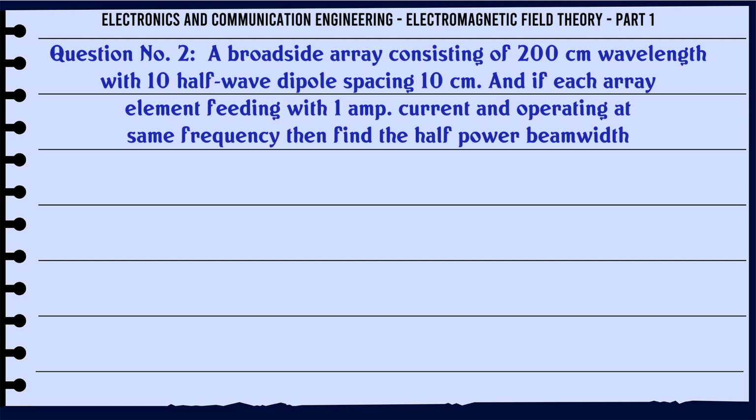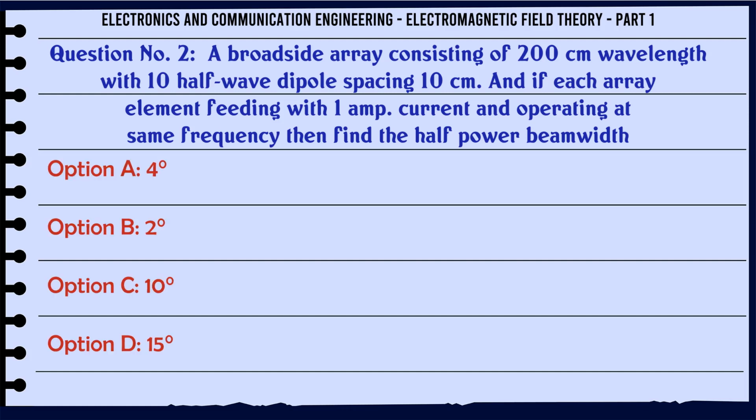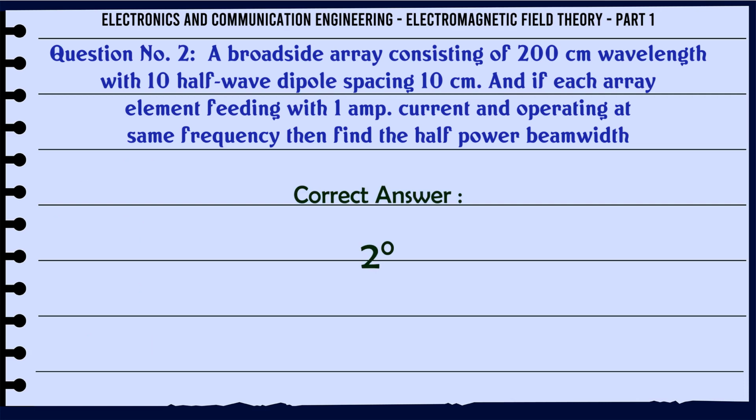A broadside array consisting of 10 half-wave dipoles, wavelength 200 cm, with spacing 10 cm. If each array element is fed with 1 amp current and operates at the same frequency, then find the half-power beamwidth. A 4, B 2, C 10, D 15. The correct answer is 2.